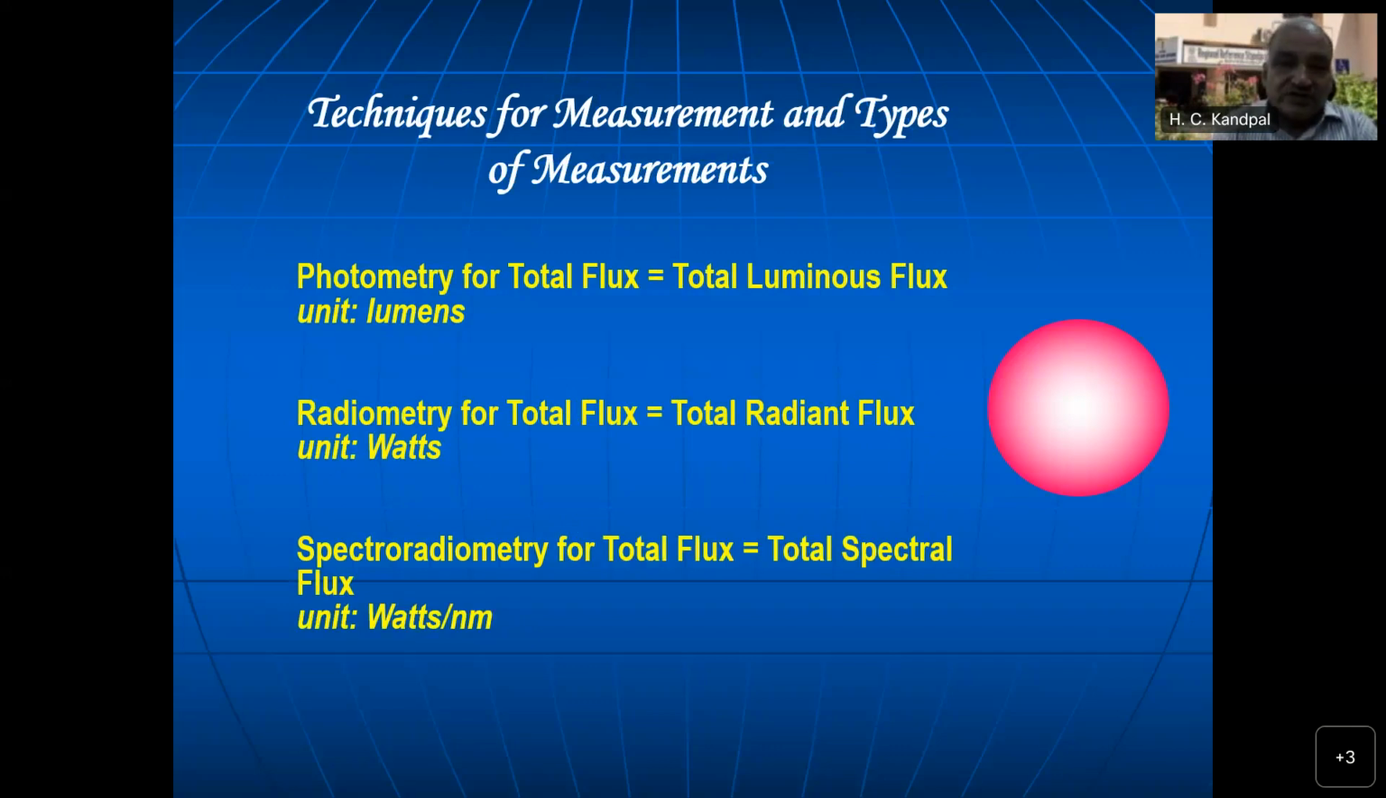Photometry of this total flux is called total luminous flux. Its unit is the lumen. Radiometry of total flux is total radiant flux. Its unit is the watt. Then lumens and watts are connected to each other through the relation Φv = Km × Φe, so the photometric parameter lumens can be expressed in terms of watts. And when we are dealing with one of the spectral components in the range from 380 to 780 nanometers, it will be watts per nanometer. So we can define that as spectroradiometry. Nowadays, spectroradiometry makes the base for all these measurements.